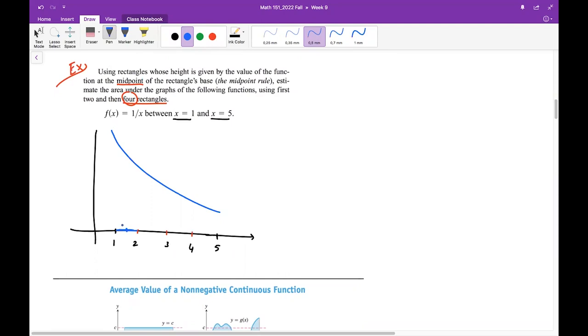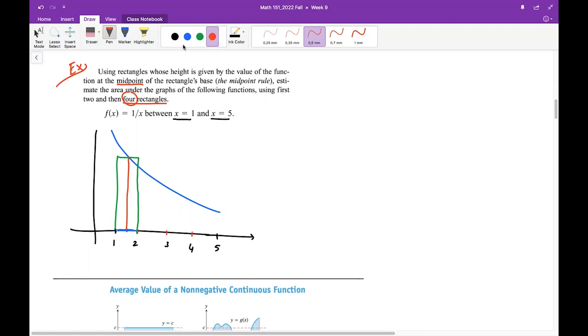We will be using the midpoints of the intervals to construct the height of our rectangles. So this is the first midpoint. I go up till the curve. This will be the height of the first rectangle. This will be the base. That's why you will create it like this. This will be the height, this will be the base, so you have to create it like this.